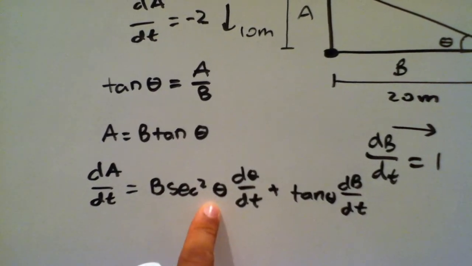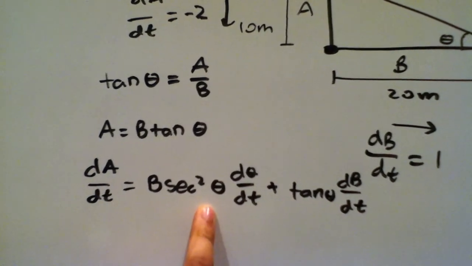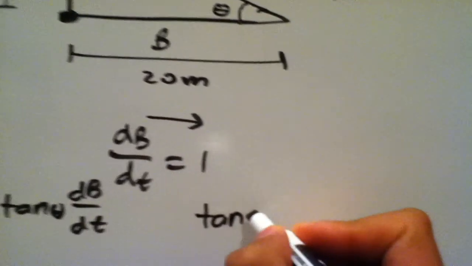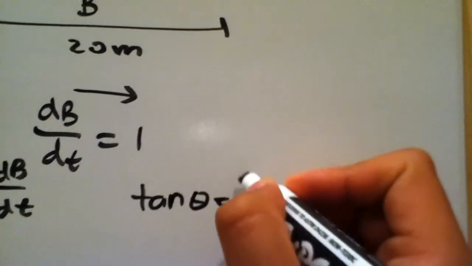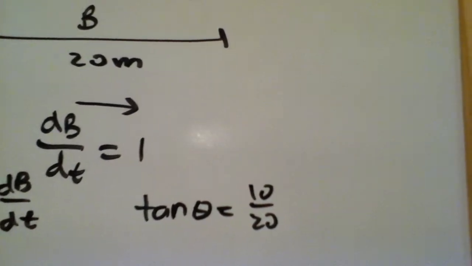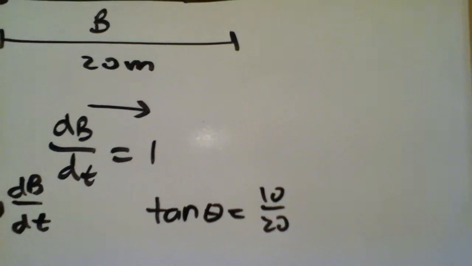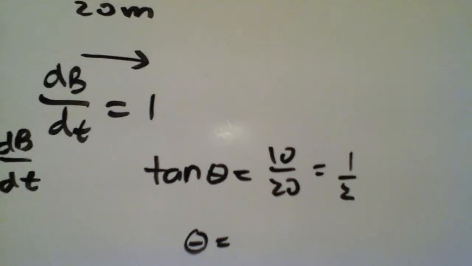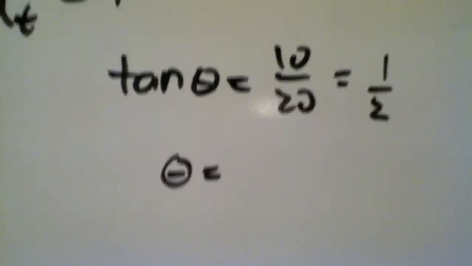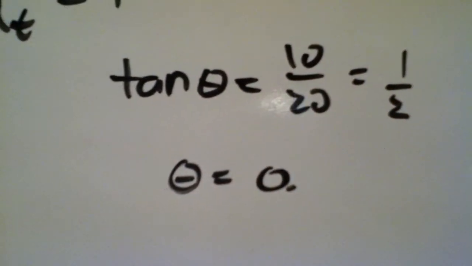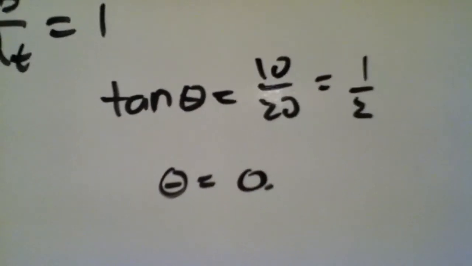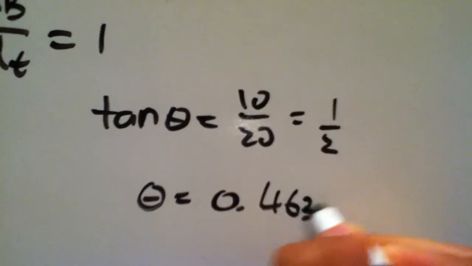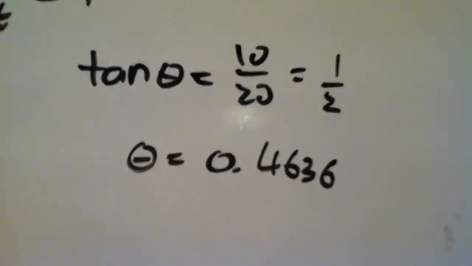But first, let's figure out the current value of theta. Tangent theta is equal to 10 over 20, which is 1/2. So if you take the inverse tangent and put it into your calculator, you get 0.4636. This is one way of doing it, and you can plug this in to find theta.